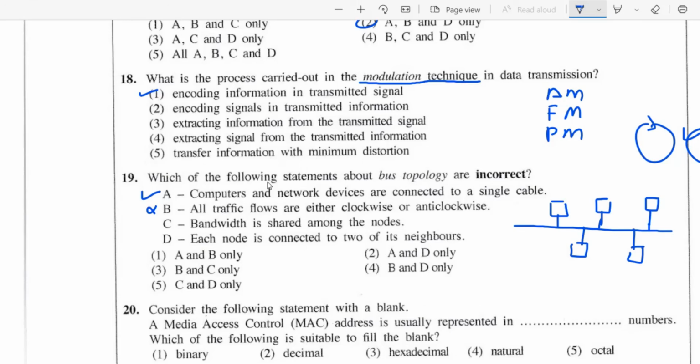C, bandwidth is shared among the nodes. Yes, the bandwidth of the backbone cable is shared among the nodes or the connected end devices. D, each node is connected to two of its neighbors. Now, each node is connected to the backbone cable, not to the other neighbors. So that is wrong. The question is asking about incorrect statements. B and D are incorrect. So number 4.